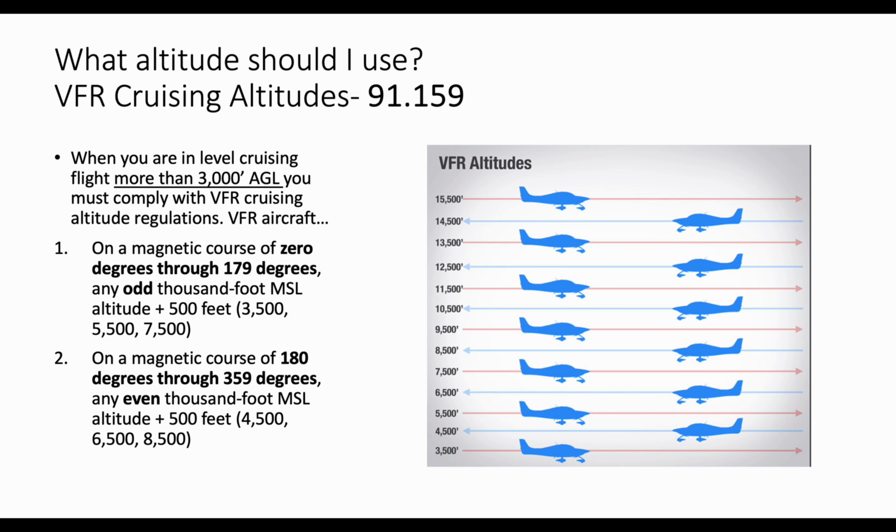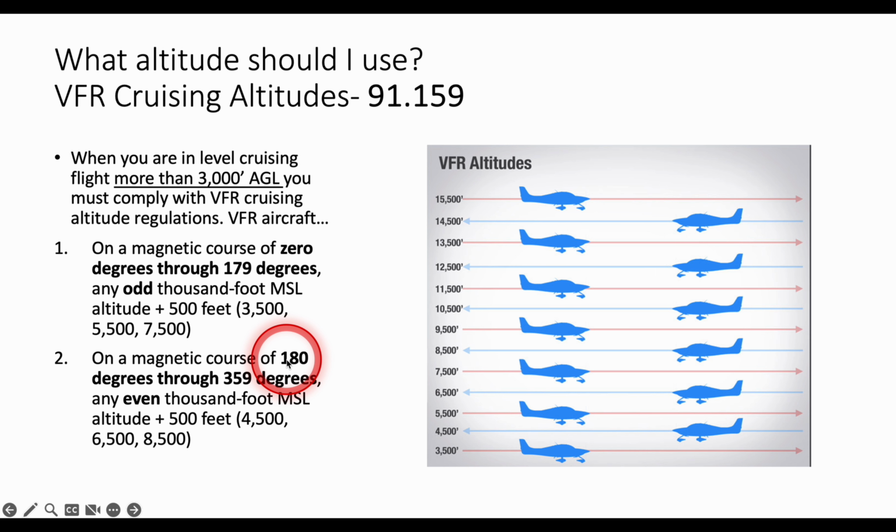When it comes to determining a cruising altitude, there's a few things that you want to look at. One of those is 91.159, and those are going to be your VFR cruising altitudes. And this goes into when you're in level cruising flight more than 3,000 feet above ground level, you need to maintain these altitudes. So on a magnetic course, not true course, of 0 degrees through 179 degrees, which means basically east, you want to pick an altitude that is odd plus 500 feet. So that would be something like 3,500 feet, 5,500 feet, or 7,500 feet or beyond.